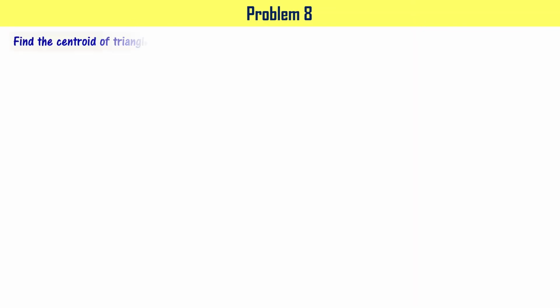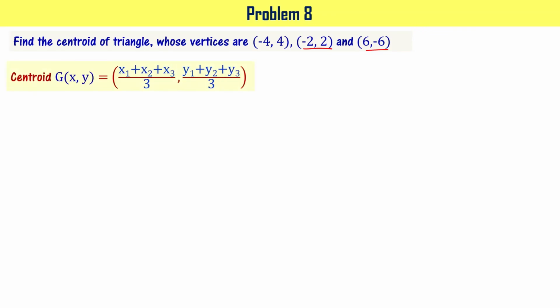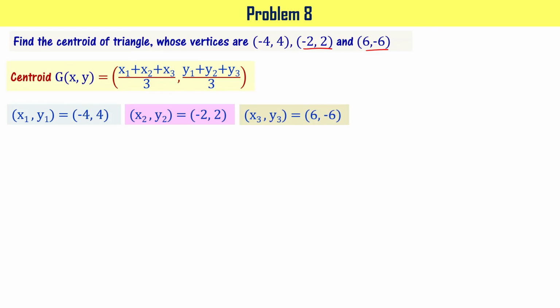The next problem is find the centroid of a triangle whose vertices are (-4, 4), (-2, 2), and (6, -6). We know that centroid (x, y) is defined as (x1 + x2 + x3)/3, (y1 + y2 + y3)/3. Let me say that (-4, 4) is (x1, y1), (-2, 2) is (x2, y2), and (x3, y3) is (6, -6).